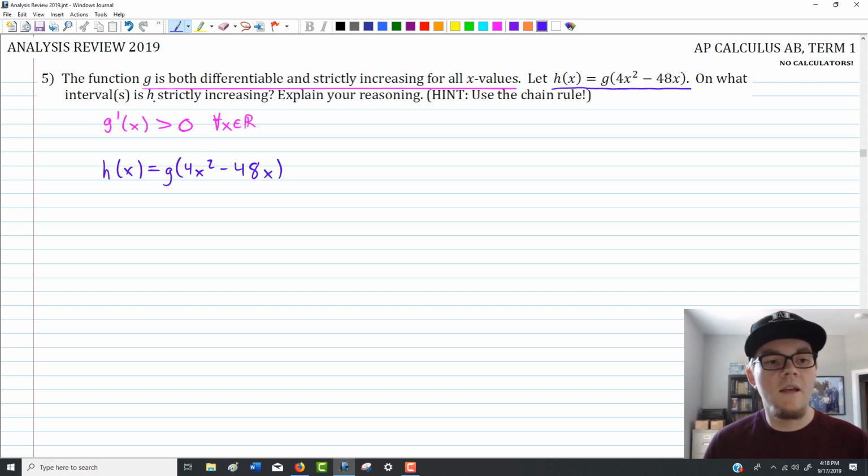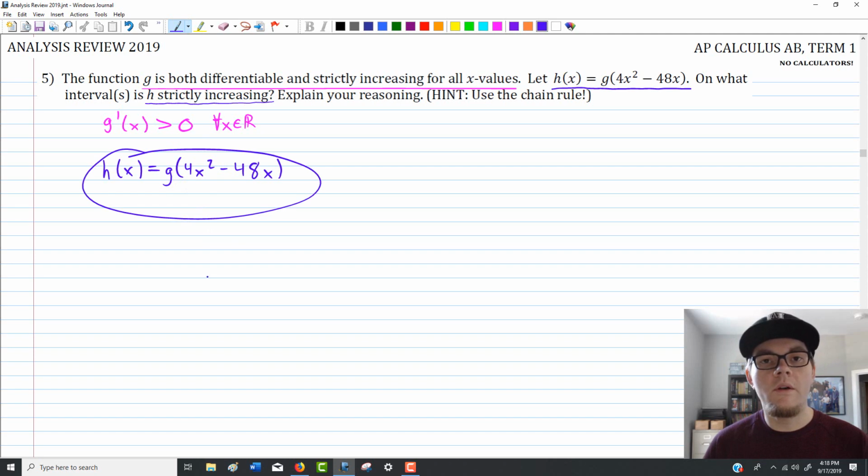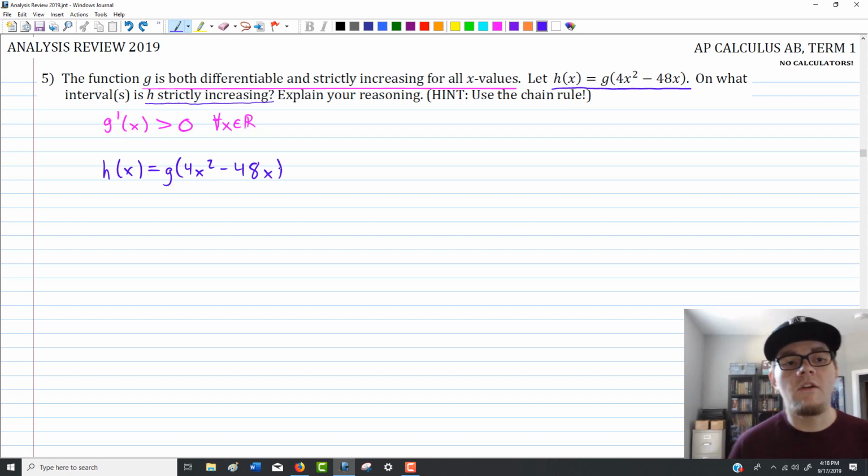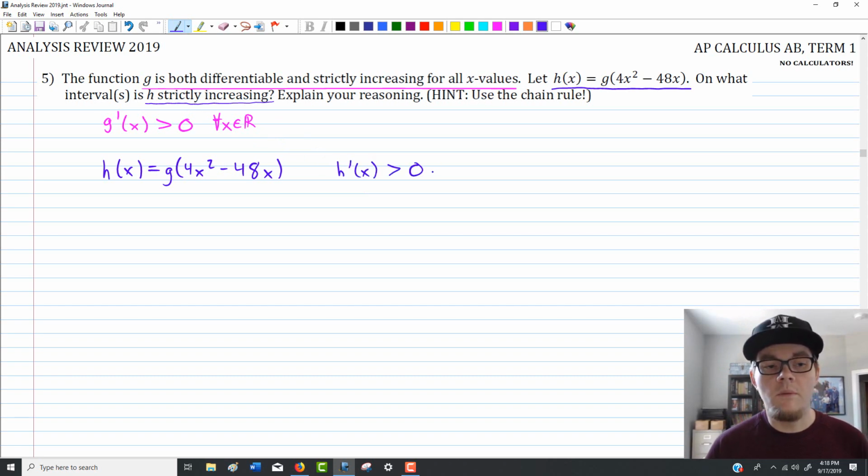The question that we're asked then is on what interval is h strictly increasing? In other words, where is this function going to always have its graph increasing? In order to get there, as you might expect, it gives you a hint. It mentions the chain rule. But if you're trying to figure out where to go, we know information about g prime. Let's go ahead and just differentiate this. That's the key to figuring out where h is strictly increasing, which, by the way, would be true when h prime of x is greater than 0.